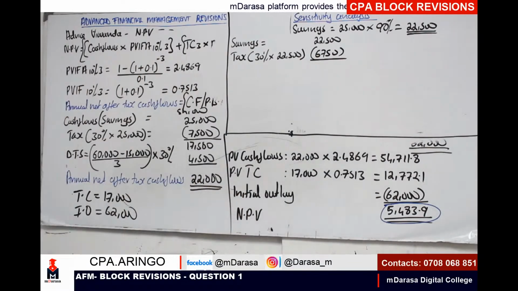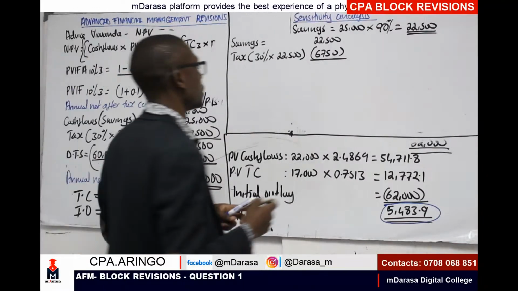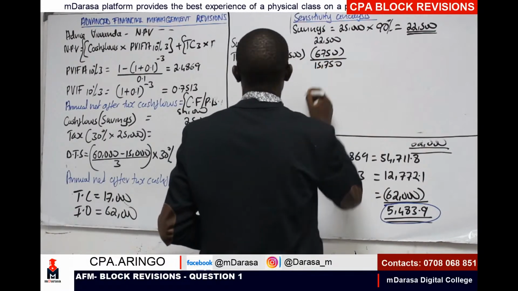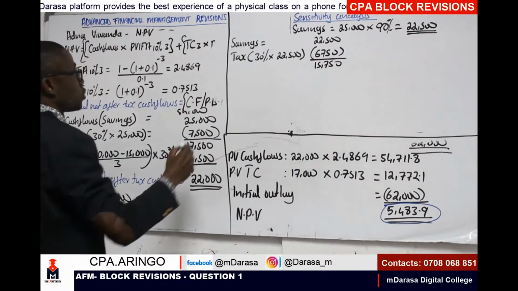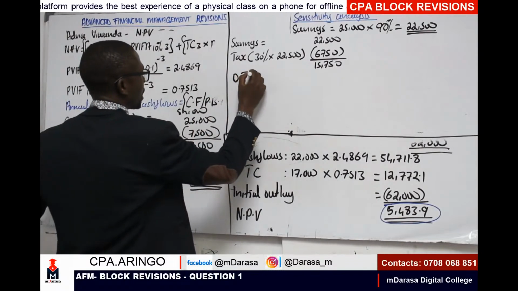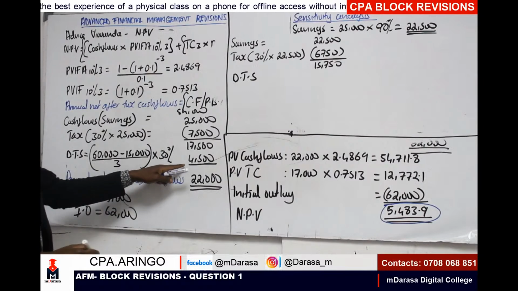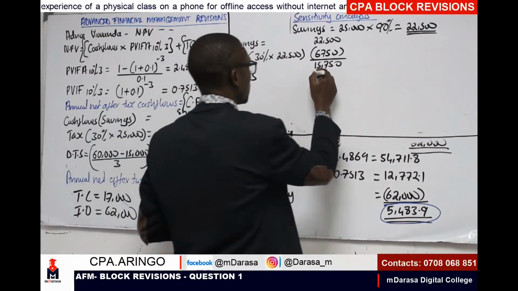That should give us 22,500 minus the answer to give me 15,750. We add our depreciation tax shield. The depreciation tax shield will not change, which in this case you had 4,500.